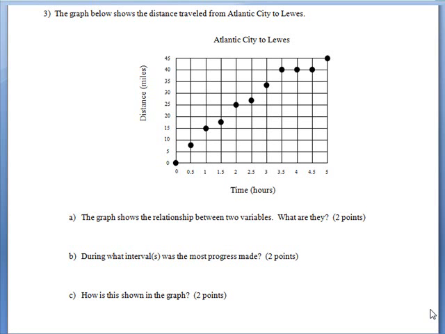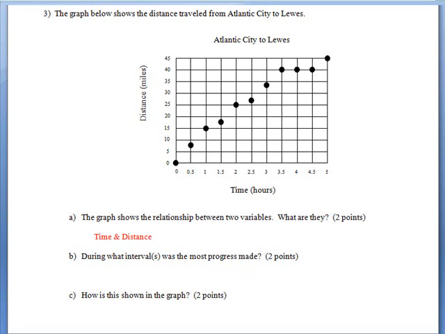Tutorial for Variables and Patterns Test 1, problem number 3 for the review. Number 3 reads, the graph below shows the distance traveled from Atlantic City to Lewis. And A reads, the graph shows the relationship between two variables. What are they? Quite simply, by looking at the table or the graph, the variables are time and distance.